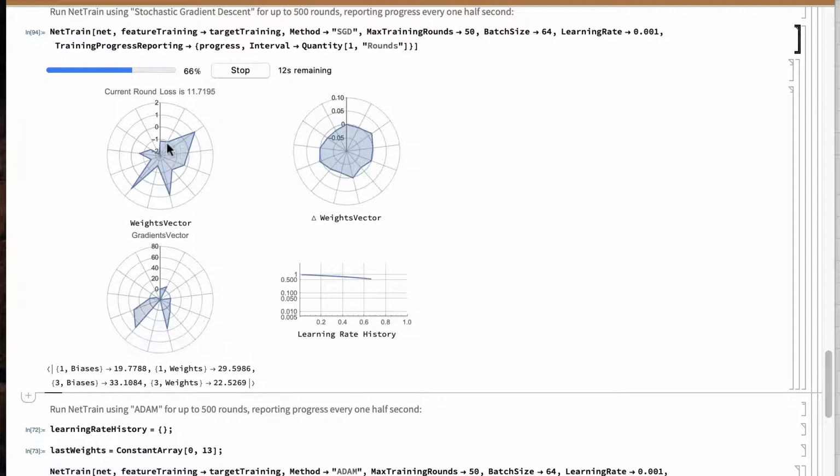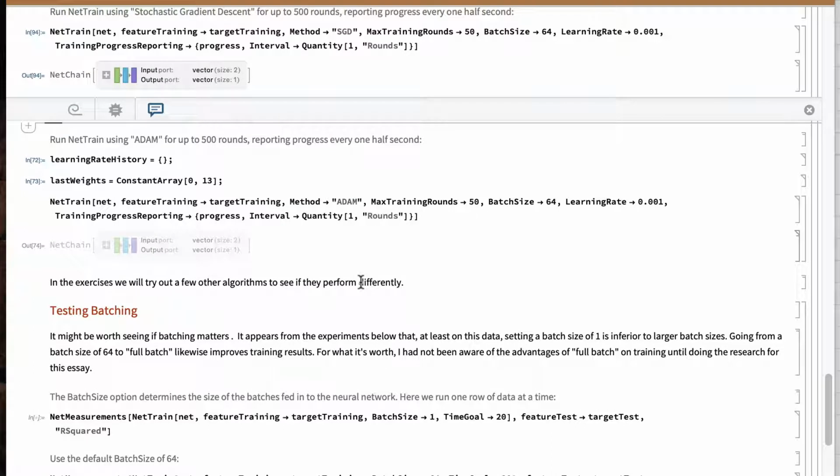As we're getting 64% done, you can see that our weights have pretty much stabilized, and our change in the weights is almost a perfect circle at 0. Still poking around with that gradient, looking for something, but we're not really finding it, and that learning rate is diving, and we're done.